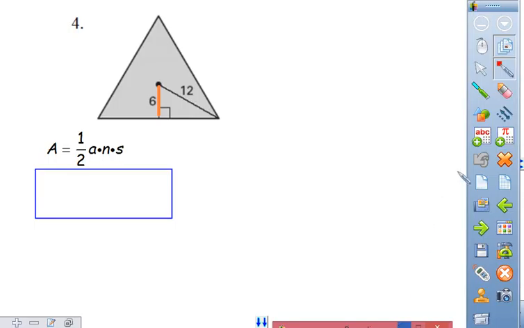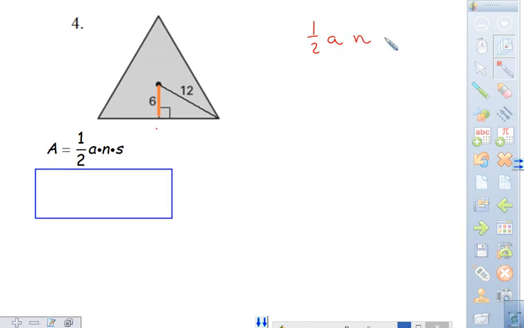Question number 4 in 10.3. This is a triangle. We're still going to use the formula 1/2 apothem times number of sides times side length. So our apothem is given to us as 6.